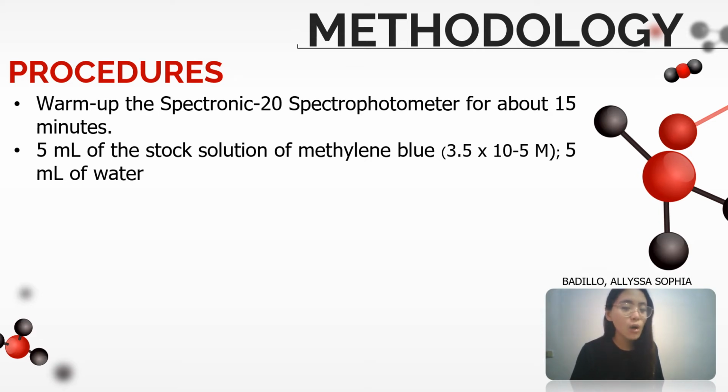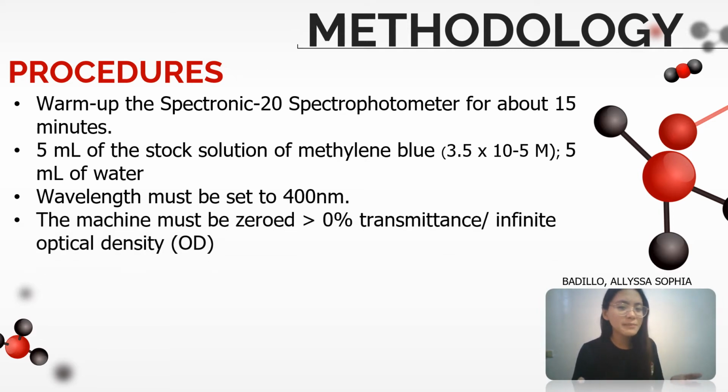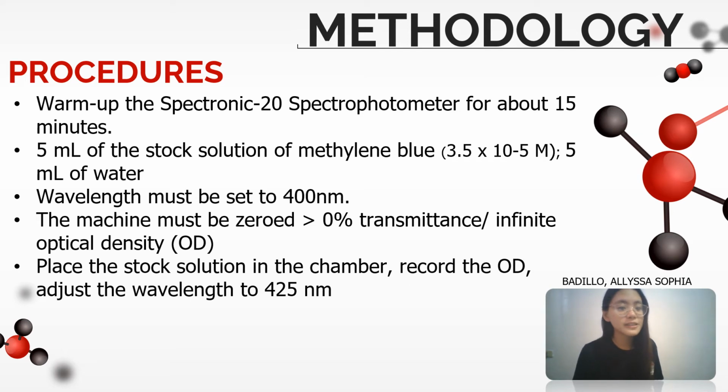When the machine is already warmed up, the wavelength must be set to 400 nanometers. Subsequently, the machine must be zeroed. With no tube in the machine, the zero control must be turned to change the needle to 0% transmittance or infinite optical density. Afterwards, the blank tube must be put into the sample chamber with the chamber's cover closed, and the transmittance or absorbance knob adjusted exactly until the needle lies at 100% transmittance.